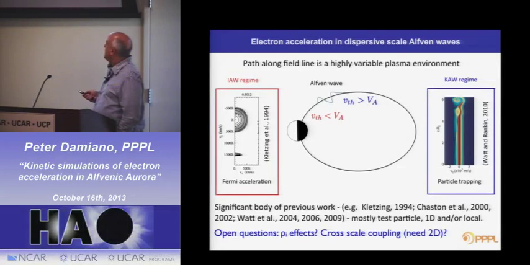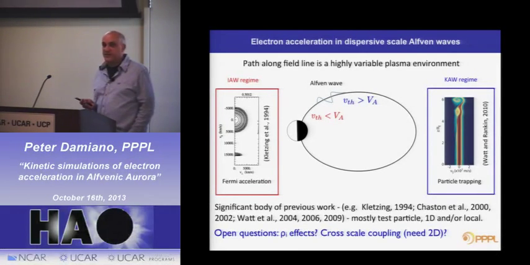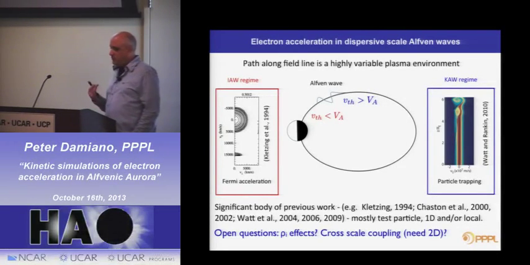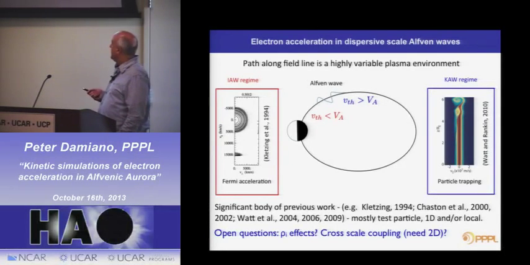There's been a significant body of work that's looked at electron acceleration by dispersive scale Alfvén waves. In what we're doing, we're not new to trying to contribute to this, but the studies that have been done so far are mostly either test particle, 1D self-consistent, or more localized if you're multidimensional. So you might consider a box here.